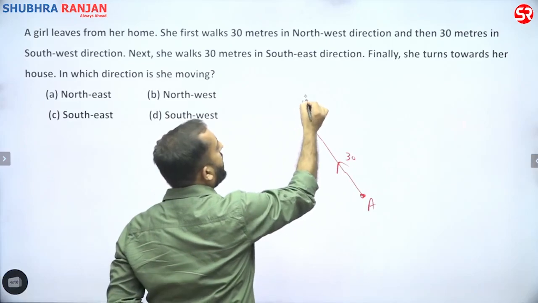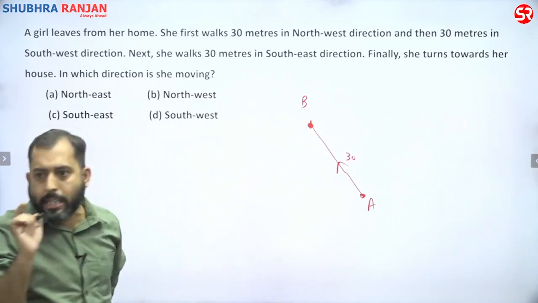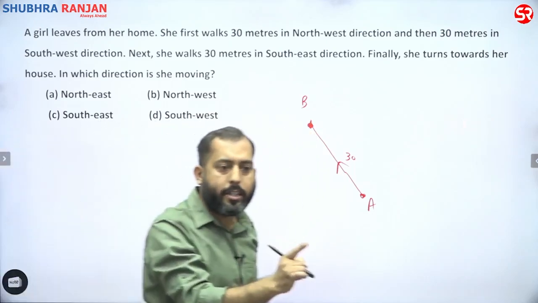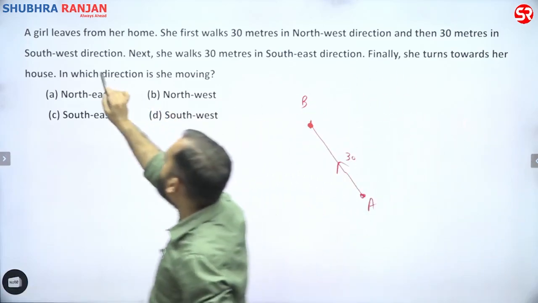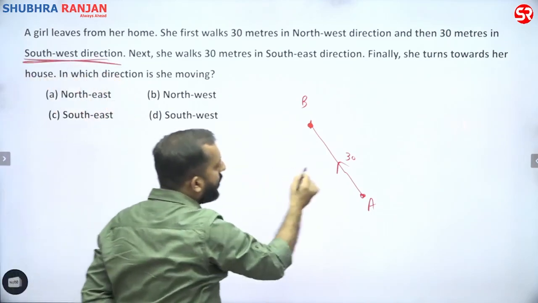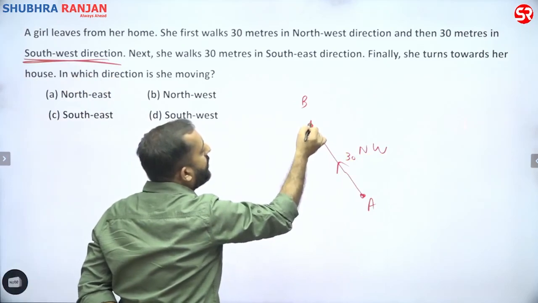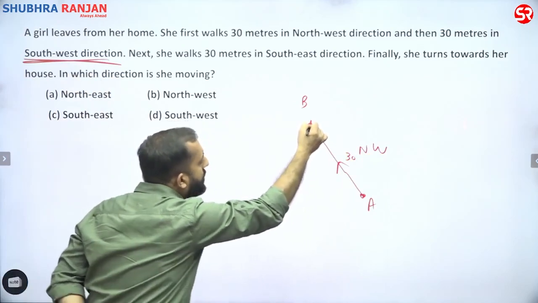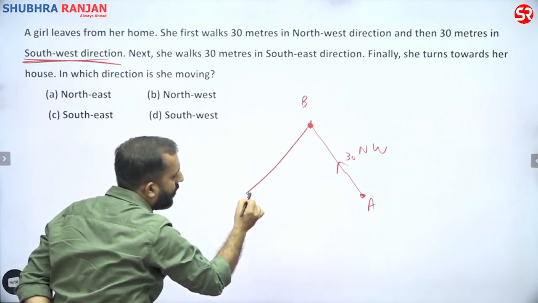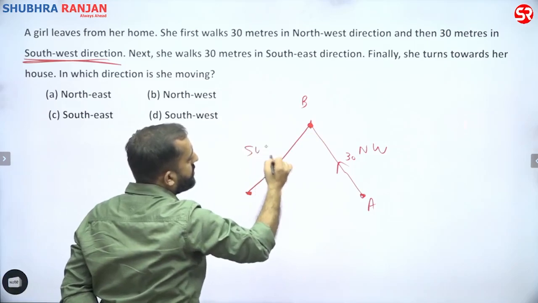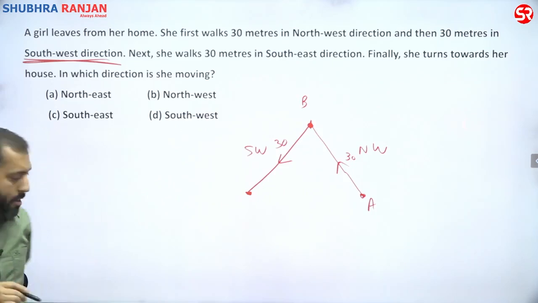Let's say this is point B. After reaching point B, she is making a decision again. She is taking a turn again. So at this point, what turn is she taking? Southwest. So this was northwest. Now at this point, the girl is turning southwest, so it means the girl will go like this. This is southwest. This is 30. Am I clear? How come?